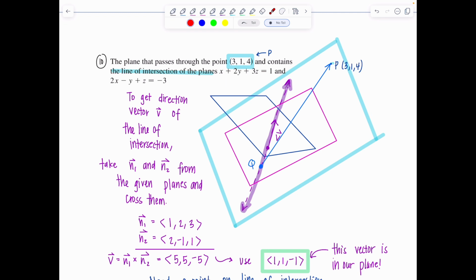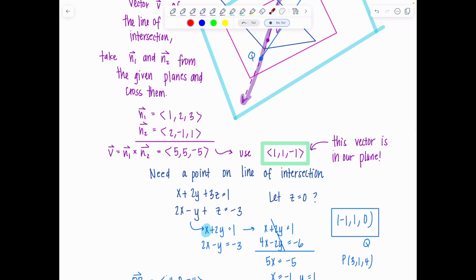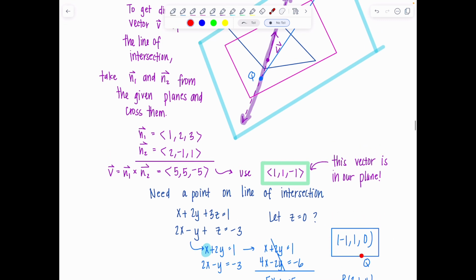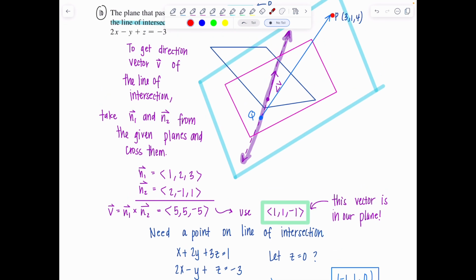Then we need to squeeze out one more point that's on this line of intersection. I decided to let z equal 0. Maybe try something else, because there's infinitely many points on that line of intersection. You don't need to necessarily do exactly what I do. However, from here, once you have a point on the line of intersection, you're going to connect it to the other point that was given to us on the plane.